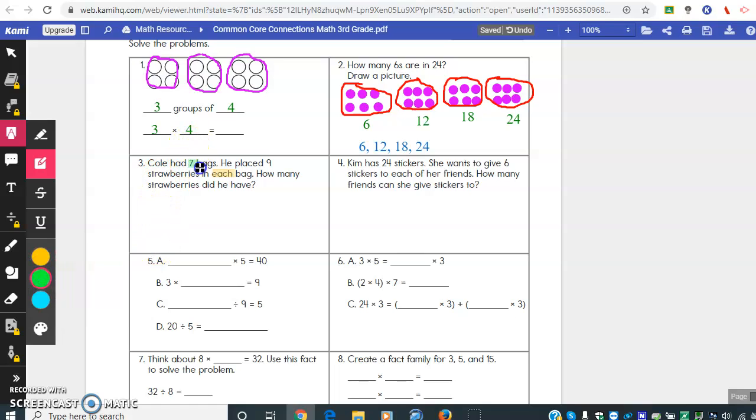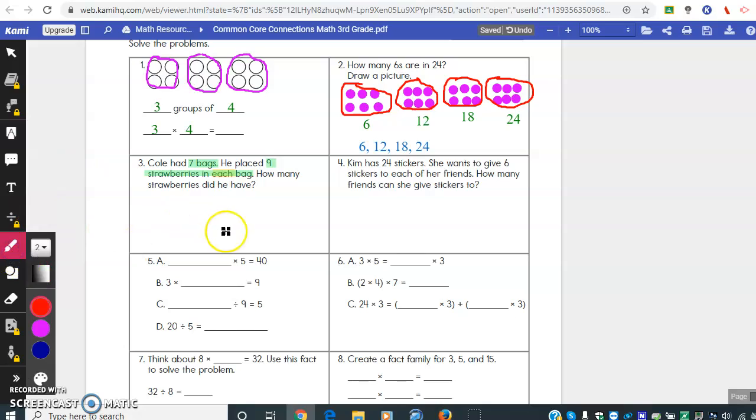Cole had 7 bags. So he's got groups. My bags are my groups. And then it tells us there are 9 strawberries in each bag. So I know he's got 9 in each group. And when you have groups and some in each group, this is definitely a multiplication equation. So I'm going to make my Math Mountain. The top should be my total. Down here should be where my groups are. And in this case, my groups are bags. And over here should be my in each group.